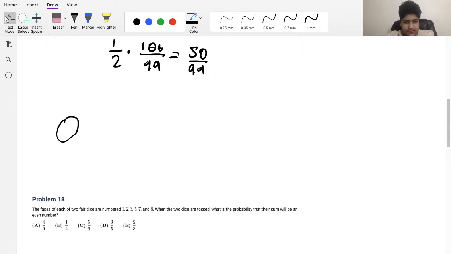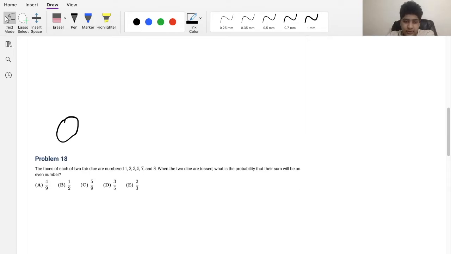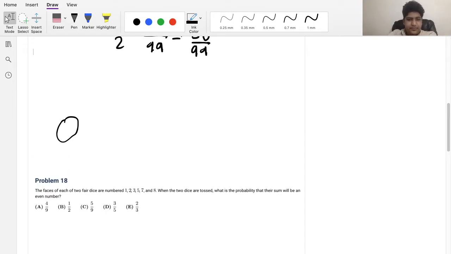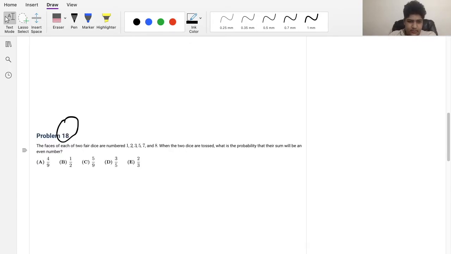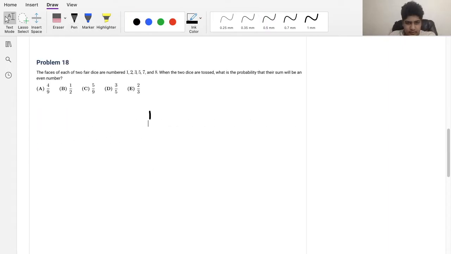Problem 18. The faces of each of 2 fair dice are numbered 1, 2, 3, 5, 7, and 8. When the 2 dice are tossed, what is the probability that their sum will be an even number? So we know that their faces are 1, 2, 3, 5, 7, and 8. Now, how do we get a sum of an even number?